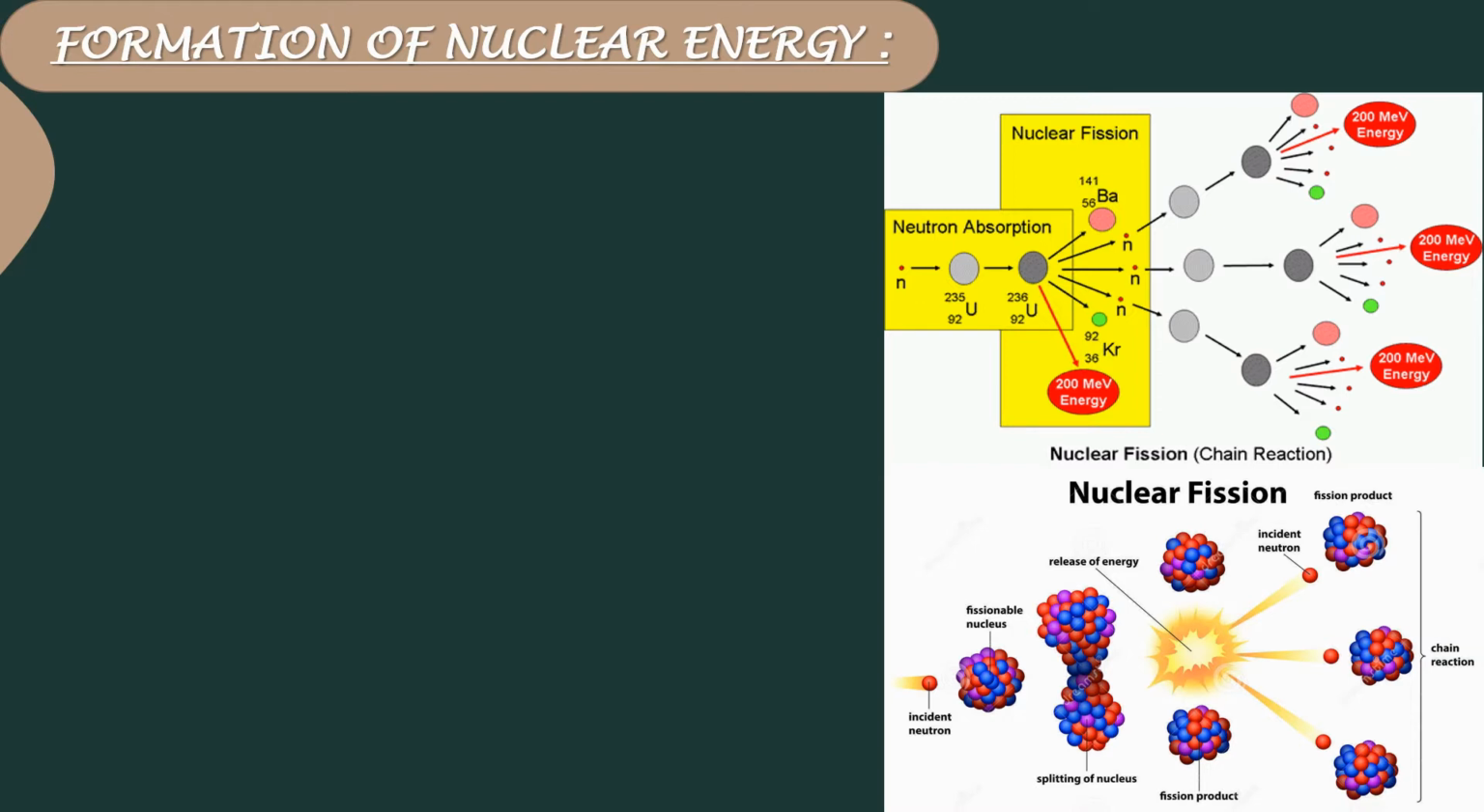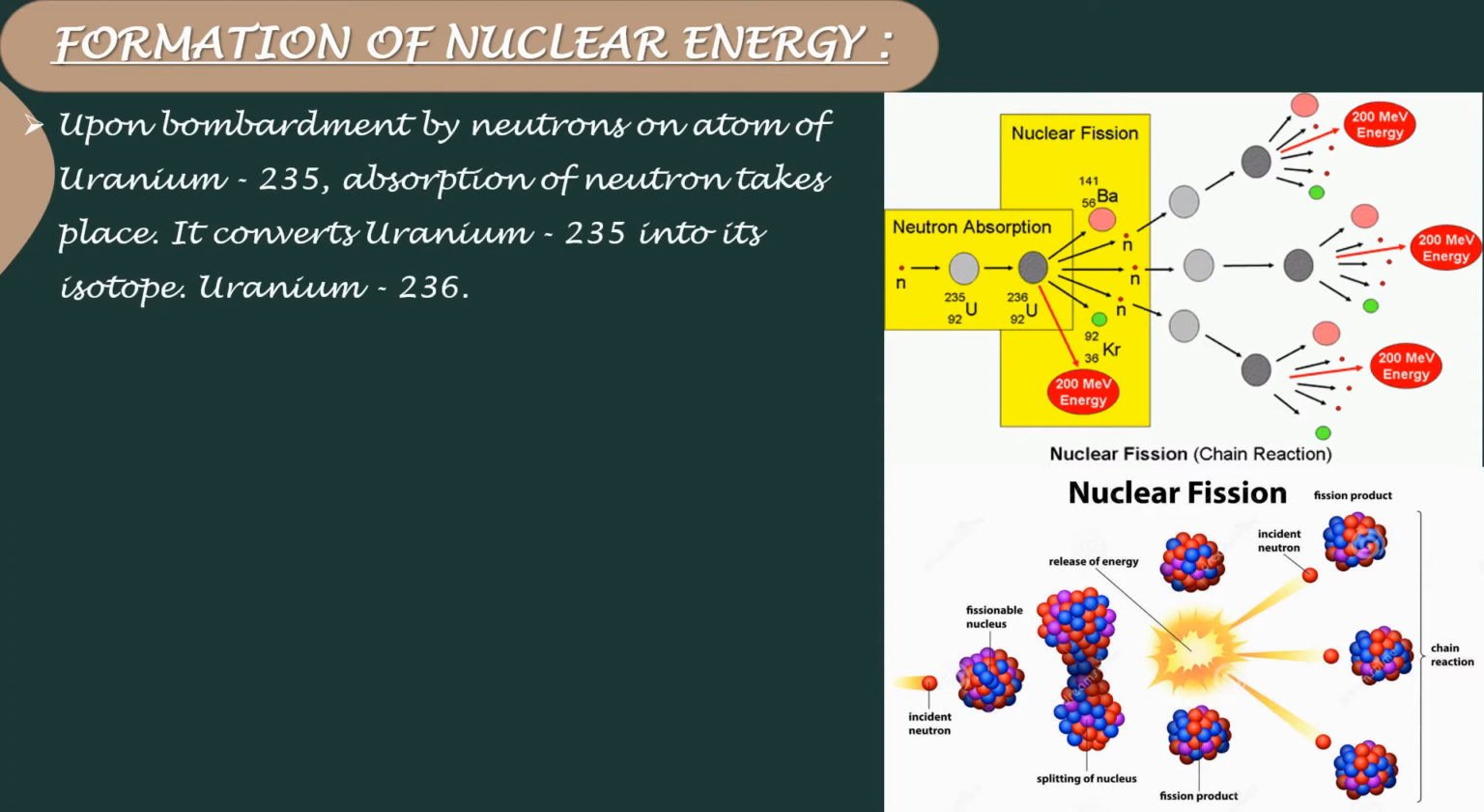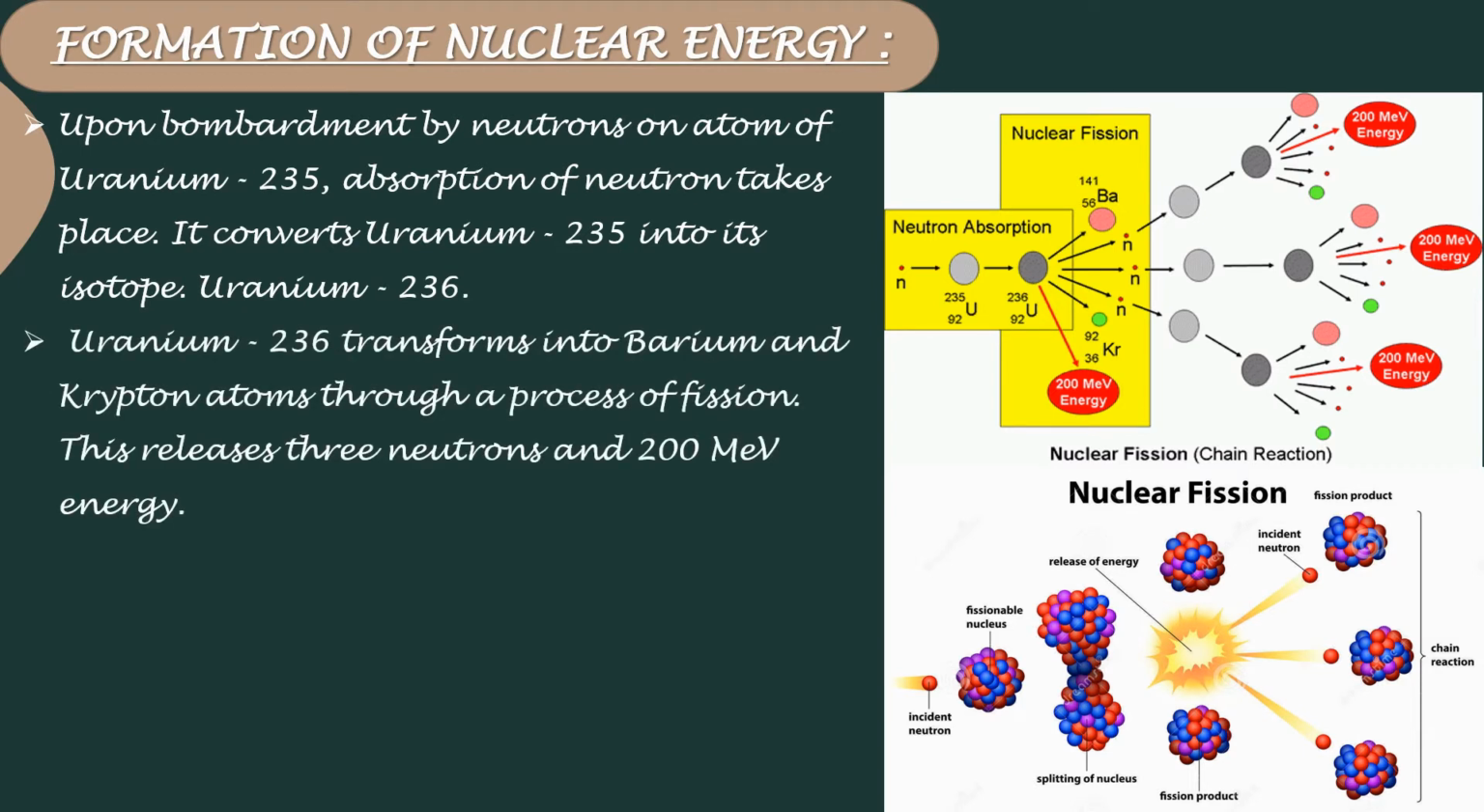Students, now let's understand the formation of nuclear energy. Upon bombardment by neutrons on an atom of uranium-235, absorption of a neutron takes place and it converts uranium-235 into its isotope uranium-236. Being extremely unstable, uranium-236 transforms into barium and krypton atoms through a process of fission.